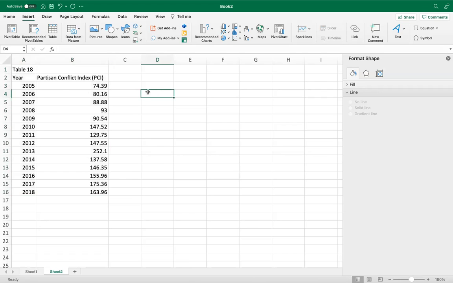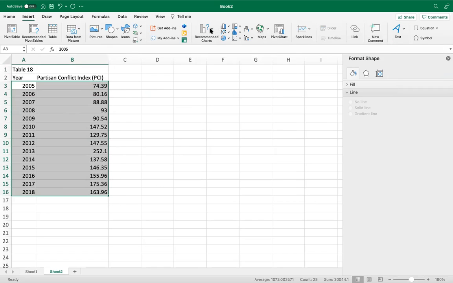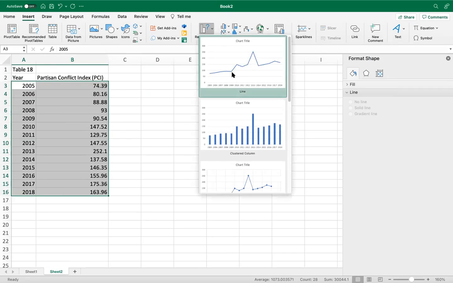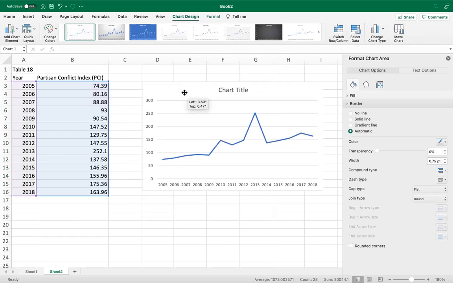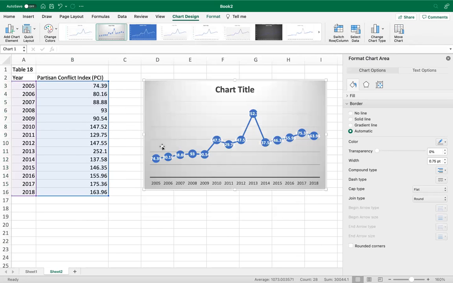But from here, just like we have been doing, we're going to grab the data here and insert a graph. This time we're going to look at a time series graph, so a line graph. Let's see if they could recommend a better graph for us. There we go. From here, everything is organized for us. The smallest year is 2005 here, 2018 at the very end over here. Can make it look a little bit better. This one actually has the different values for each of those. And there we go.